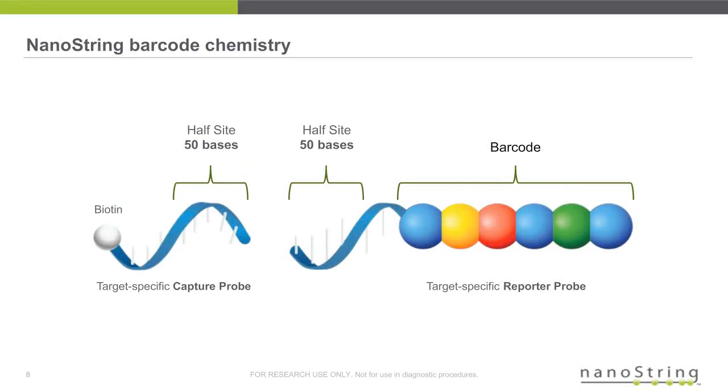The way we do that, we have two parts to our NanoString barcode chemistry. One is the barcode itself, or the reporter probe. This is 4 different colors and 6 different positions. By changing the combinations of those, we can create unique barcodes. And then we have a capture probe here.